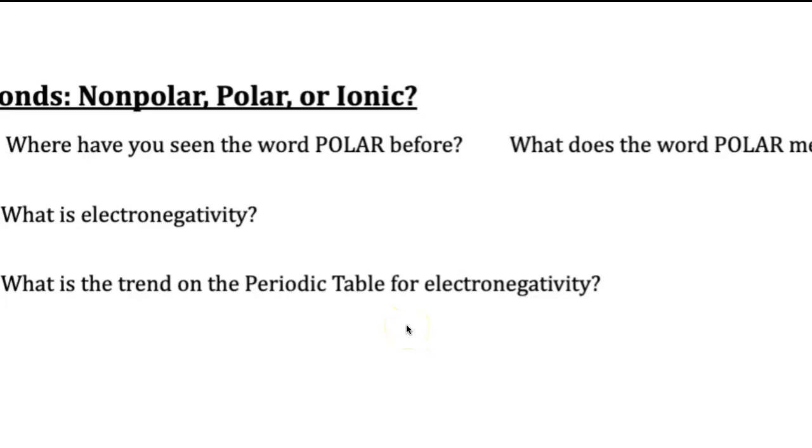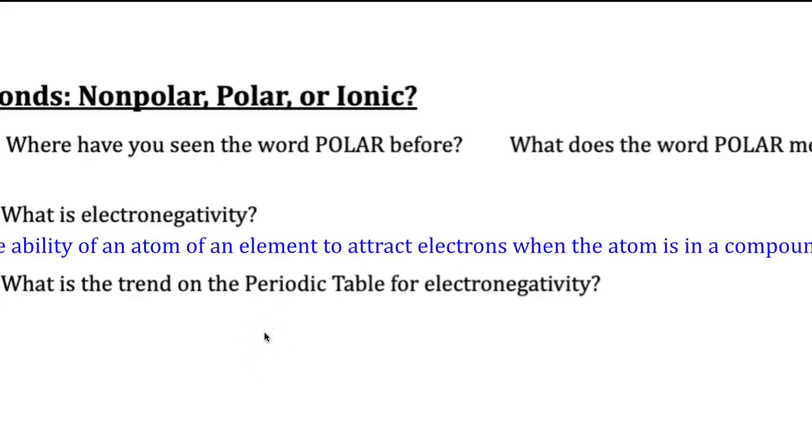Think back to our trends on the periodic table that we talked about at the end of first semester. What is electronegativity? Hopefully you wrote down something like this definition: the ability of an atom of an element to attract electrons when the atom is in a compound. What's the trend? Look back at a periodic table. Well, it increases going to the right and up.